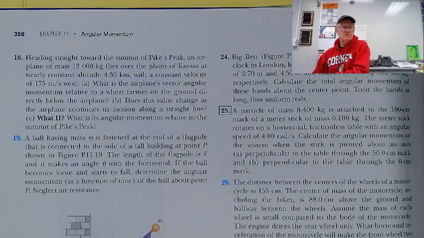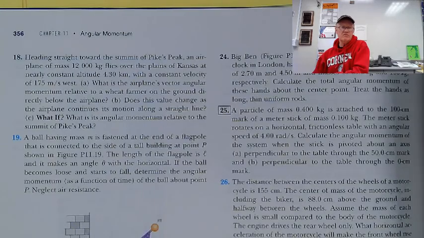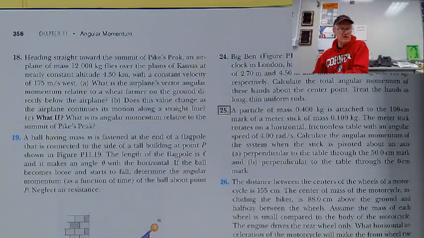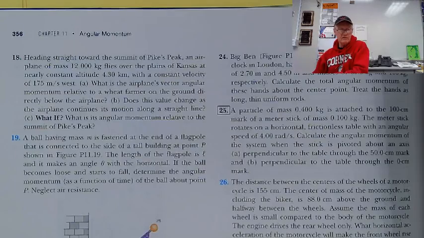So they're telling you to ignore the fact that the Earth is curved, or is a sphere, and pretend it's a flat Earth. What is its angular momentum relative to the summit of Pikes Peak? Well, we've got to figure out what that is in meters, I guess. So let's look at how that goes. It's going to the west, so here's the airplane, and it's traveling.